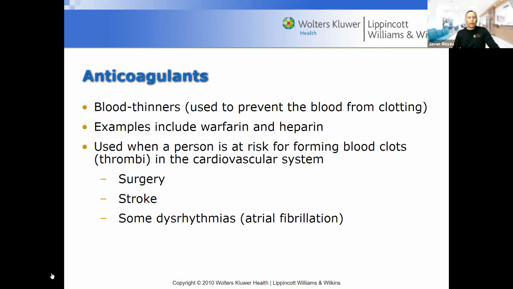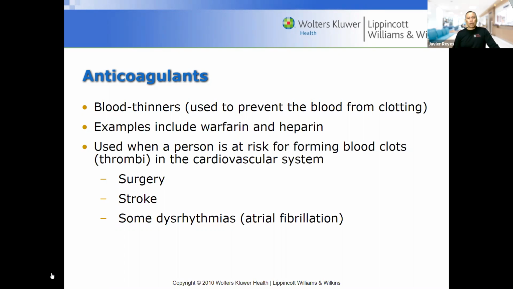Anticoagulants, again, very, very common medication that you're going to see, also known as blood thinners. People take it again for atrial fibrillation, which is one of the most common reasons, right? Because when they have atrial fib, they tend to form little blood clots. And to prevent that, they give them anticoagulants.